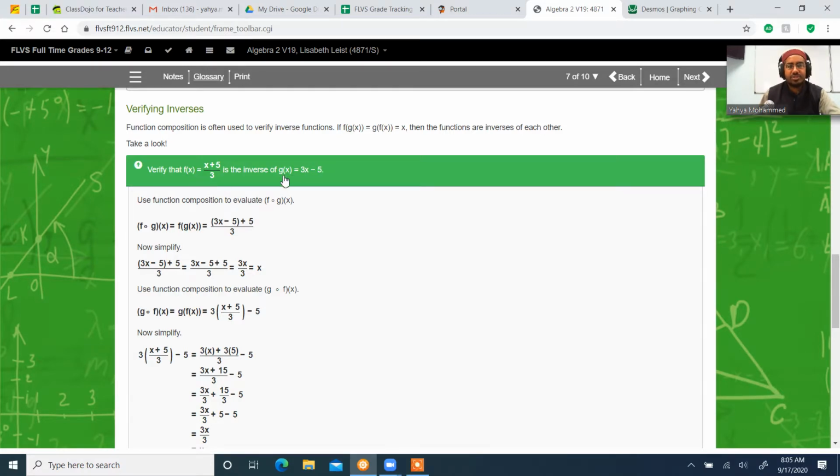Remember, f of x and g of x are kind of the same as y equals this, y equals that. They're telling us that these two are inverses. There are two different ways we could do this. Let's do it the way we were doing it before. I'm first going to take this one and write it on the board: f of x equals (x plus 5) over 3.